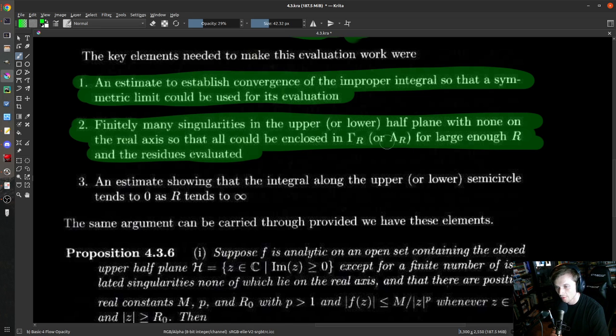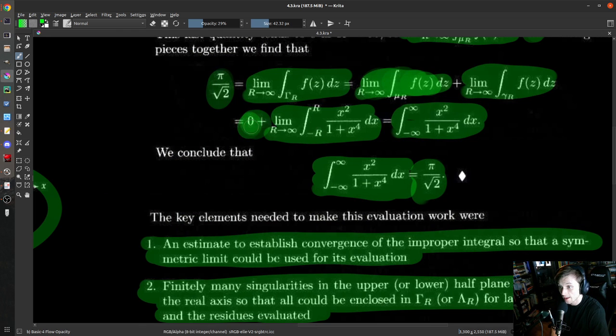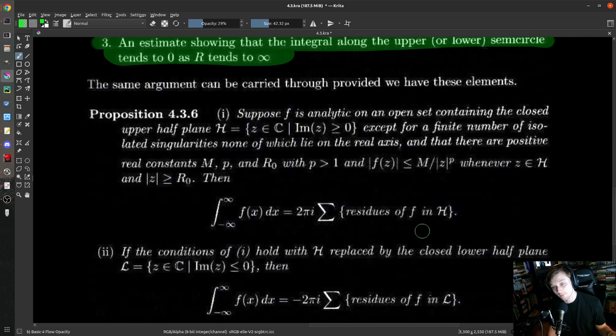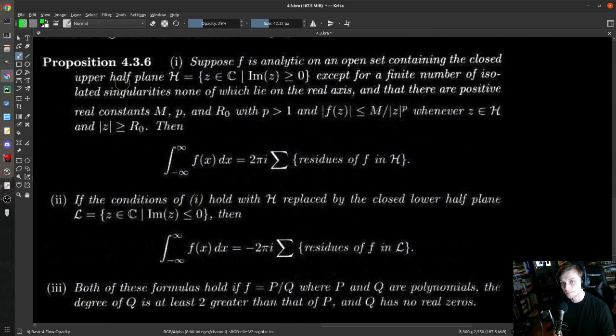Okay, fair enough. Finitely many singularities either above or below the real axis, so you could do this circle trick or half circle trick. Then we needed finally an estimate showing that the integral along the upper or lower part of the circle went to 0 as r went to infinity. And then we were able to get rid of that chunk and be left over with only the thing that we wanted to evaluate in the first place. These three pieces are basically what we need to do stuff like this, and we sum it up in a proposition here. Proposition 4.3.6, 3 different parts, very wordy, basically summarizing exactly what we said.